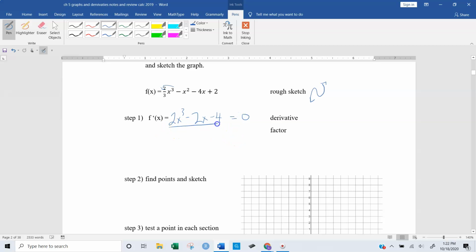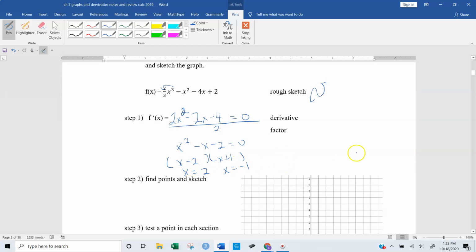So I'm going to divide everybody by 2 to make this easier to factor. That's x squared minus x minus 2 equals 0. And that's going to factor into (x minus 2)(x plus 1). So my critical points are going to occur at 2 and at -1.